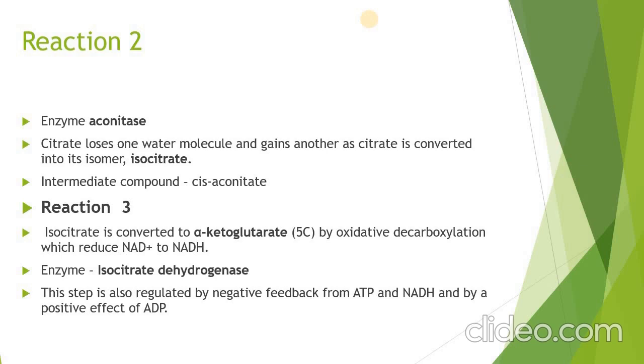Here the isocitrate gets converted to alpha ketoglutarate, which is a 5-carbon compound, by the process of oxidative decarboxylation. So here we can see that one molecule of carbon dioxide has been evolved, and a hydrogen is also removed from the substrate. This hydrogen that is liberated is transferred to the electron acceptor. Here NAD+ serves as the electron acceptor, and it gets converted to NADH. That is, it is getting reduced.